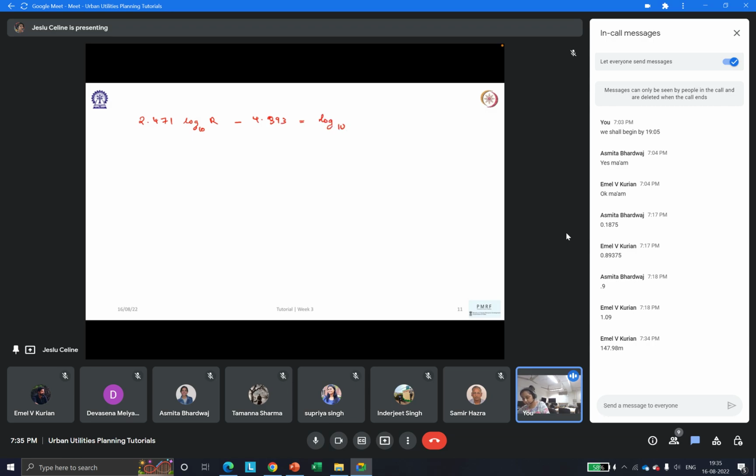I'm writing all the steps so that the calculations are also clear, because this is mainly a formula application, but where it goes wrong is in the calculation. So in some solving, things might go wrong. So I'm giving all the steps. If there's any doubt in any of the calculations, feel free to ask. You can put it in the chat box, or you can even unmute yourself and ask.